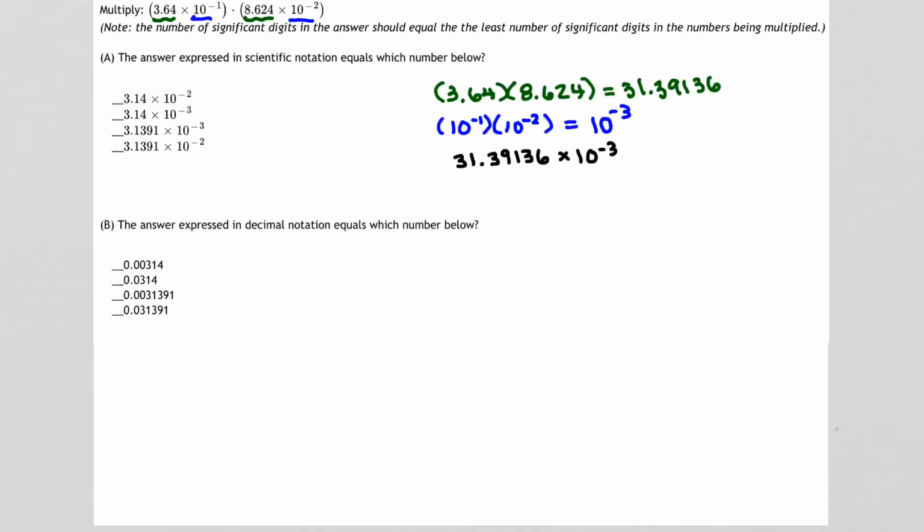But that answer doesn't quite match the answers that we have to choose from. Well, first of all, those answers over there are written in scientific notation, meaning that the decimal appears after the first digit in the number part. That doesn't occur in what we have. So we need to rewrite our answer, 31.39136 times 10 to the negative 3, into scientific notation.